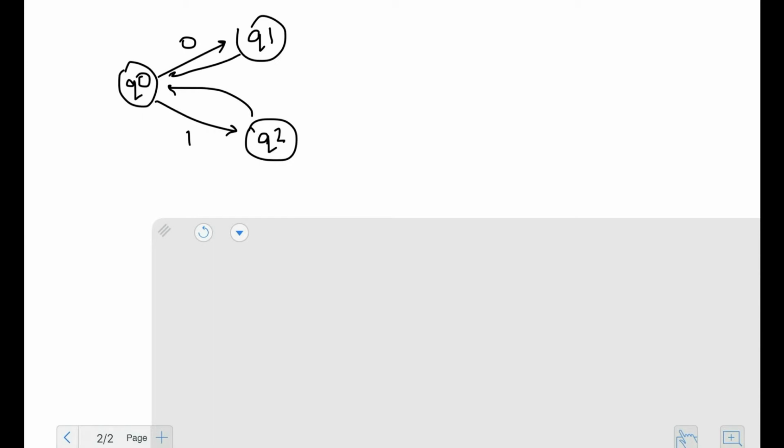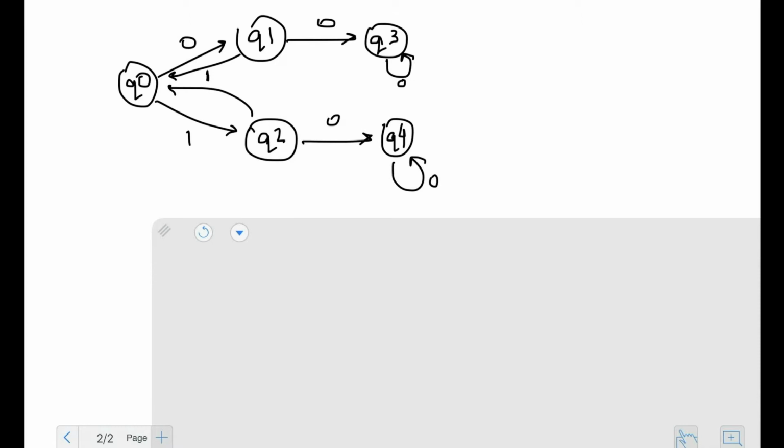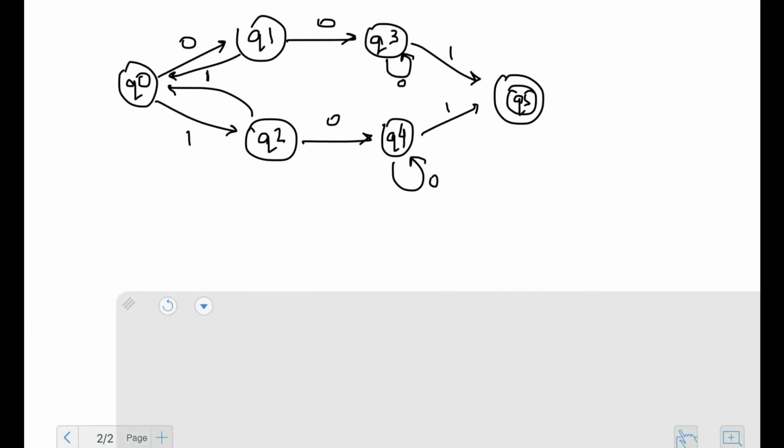First I have my Q0, which is the start state, and on 0 it goes to Q1, on 1 it goes to Q2, and both of these on a 1 go back to Q0. On 0, Q1 goes to Q3 and Q2 goes to Q4. Q3 and Q4 on a 0 just retain state, and now on 1 they go to a final state, which is Q5. So I have Q5 right here. This is the DFA that I have and I want to do the state minimization on this.